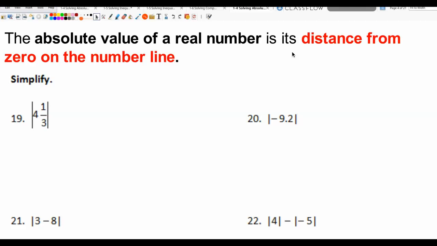So the distance 4 1/3 is from 0 is 4 1/3. The distance negative 9.2 is from 0 is 9.2. The change in 3 minus 8 is negative 5. Therefore, its distance is 5.